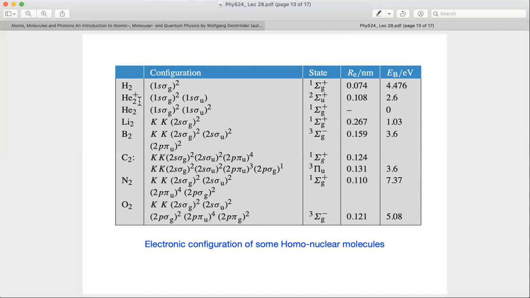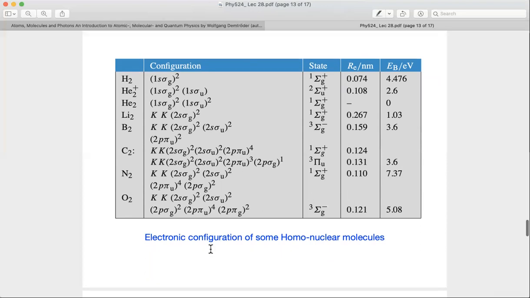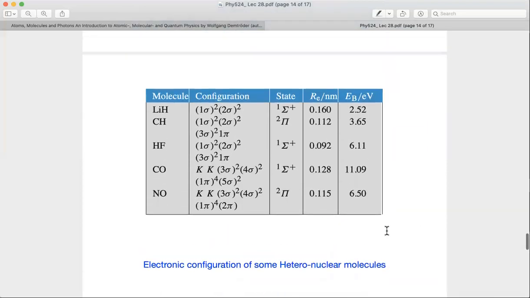Then you can talk about He2 plus ions, the He molecule, Li molecule, B2 molecule, C2 molecule, and so on. That's the way you will write the electronic configuration. These are the actual states of the system, and these are the Re, the mean bond length that you are going to measure in experiments, and this is the corresponding binding energies. Okay, so that's the electronic configuration of some homonuclear molecules.